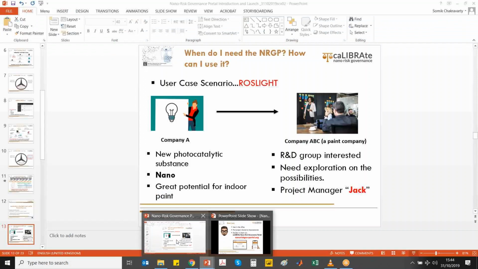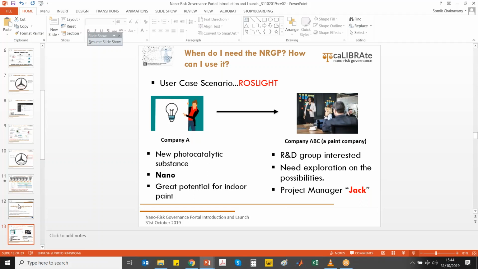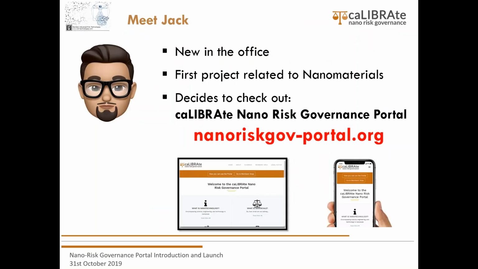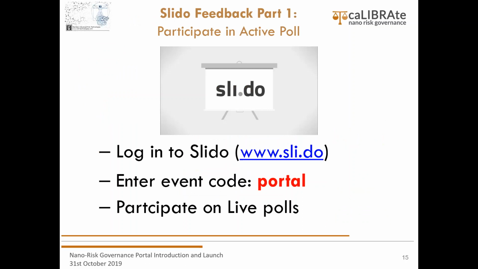Now I would go back to my slides, and we will start with an interactive session on how we can use Slido for participating in an active poll. So for people who already have used Slido, you have to log in to Slido, which is sli.do, and enter the event code as portal, all small, so PORTAL, and we will ask you a couple of questions which would be displayed right here.